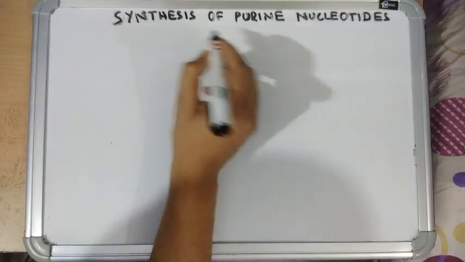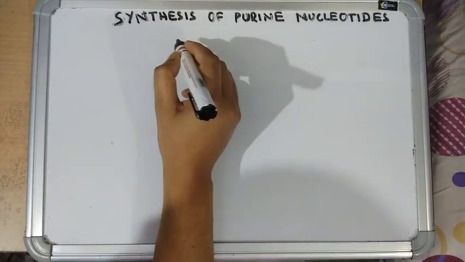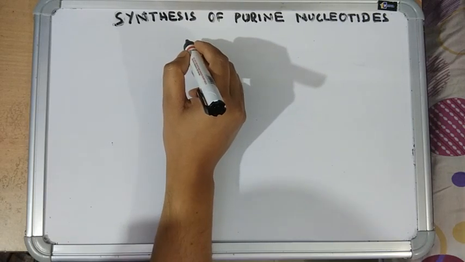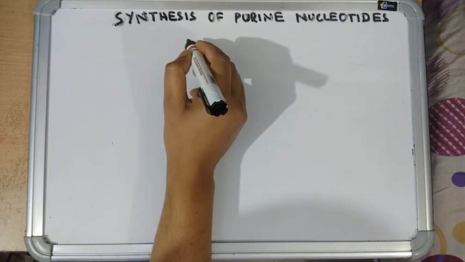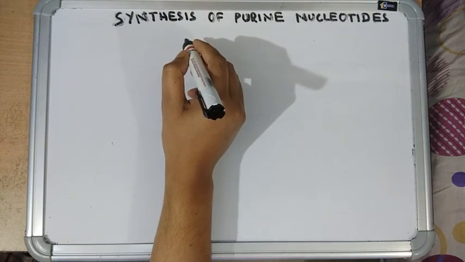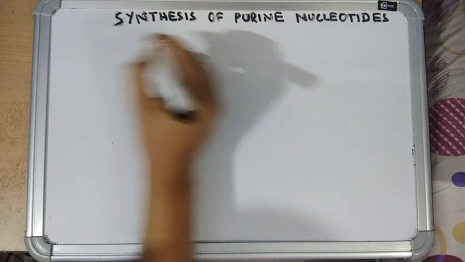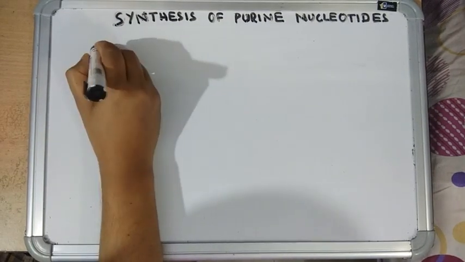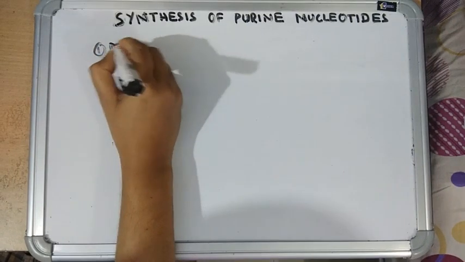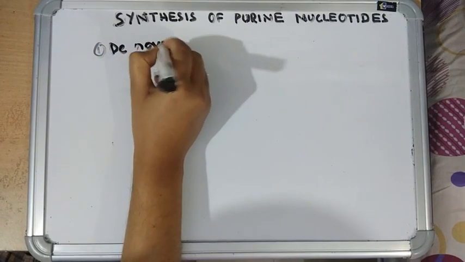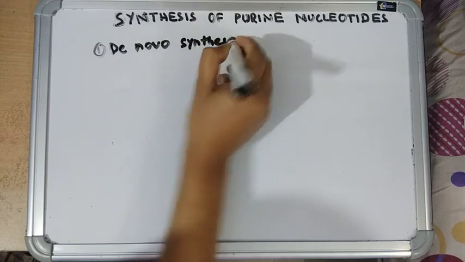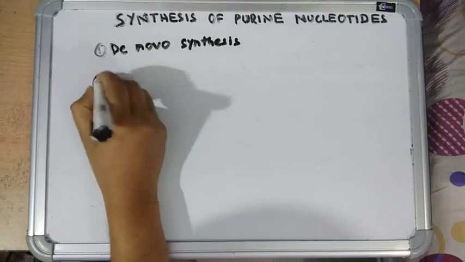Hello students, today's topic is synthesis of purine nucleotides: inosine monophosphate, adenosine monophosphate and guanosine monophosphate. Purine nucleotides are synthesized in almost all the cells, but mainly in the liver, and it occurs in the cytoplasm of the cell. There are two ways by which the purine nucleotides are synthesized. Number one is de novo synthesis, and number two is the salvage pathway.